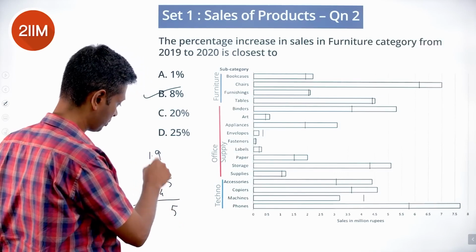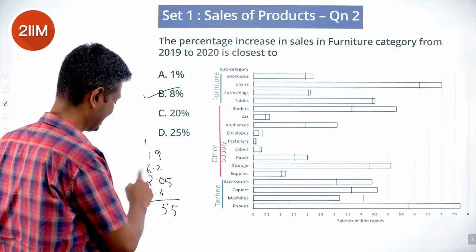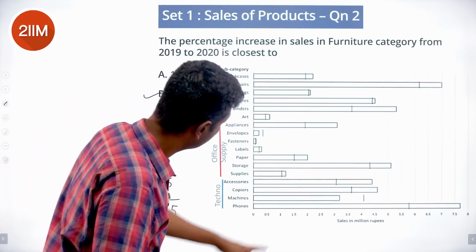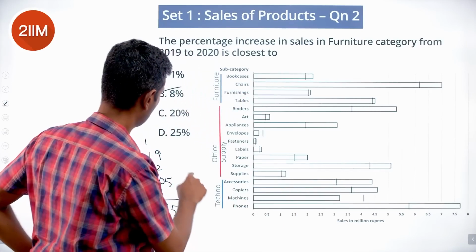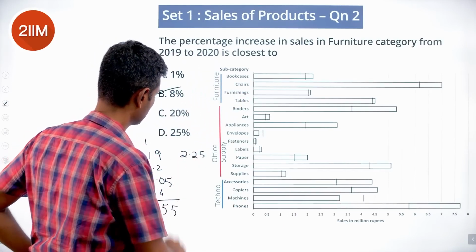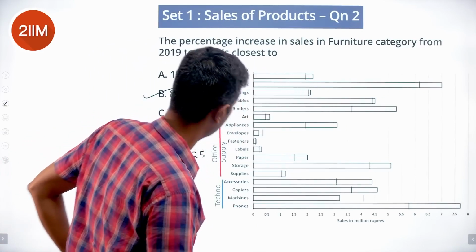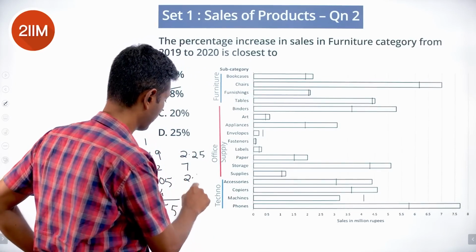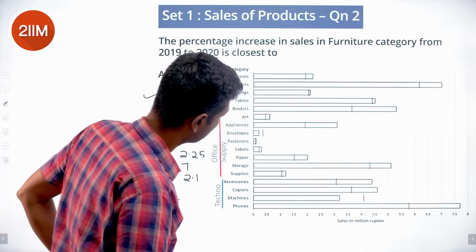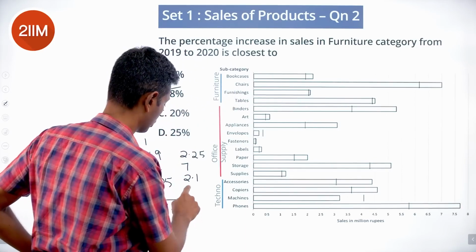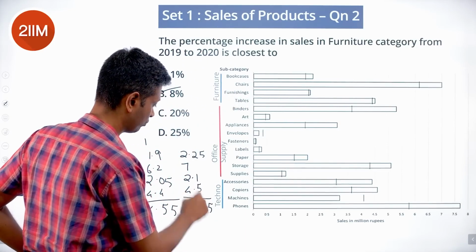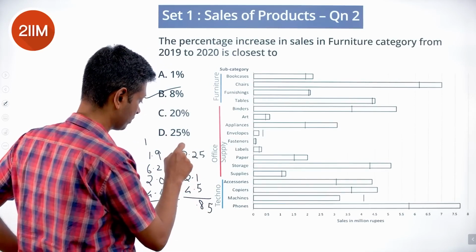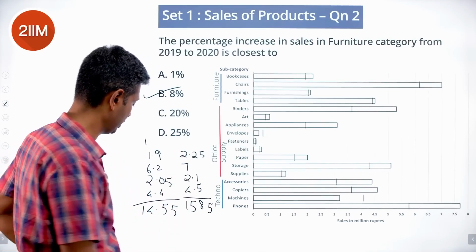0.5, 2 plus 4, 6 plus 9, 15, 5, 1, 2, 8, 10, 14, 14.55. The 2020 numbers, this is 2.25. 6.2 becomes 7. 2.05 becomes 2.1. 4.4 becomes 4.5. Fine. 2 plus 3, 2 plus 1, 3 plus 5, 8, 6, 8, 15, 15.85.